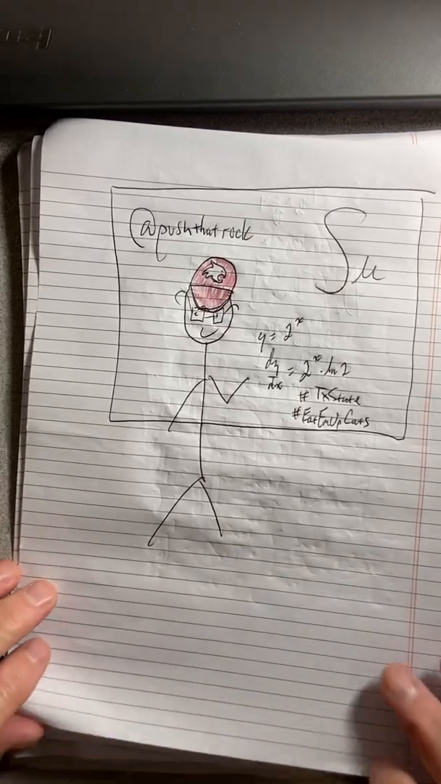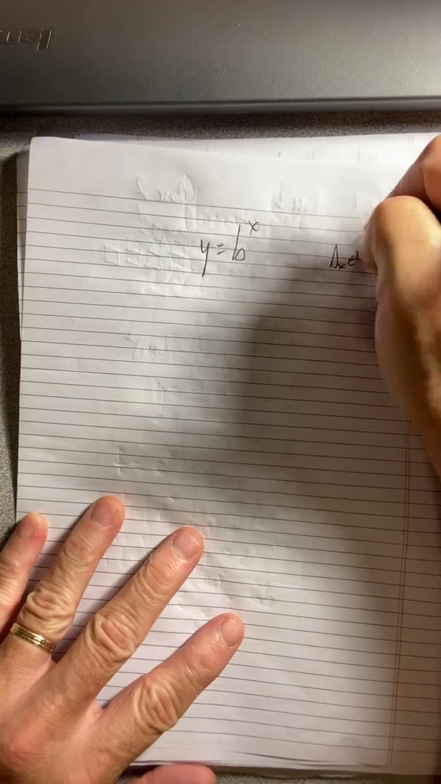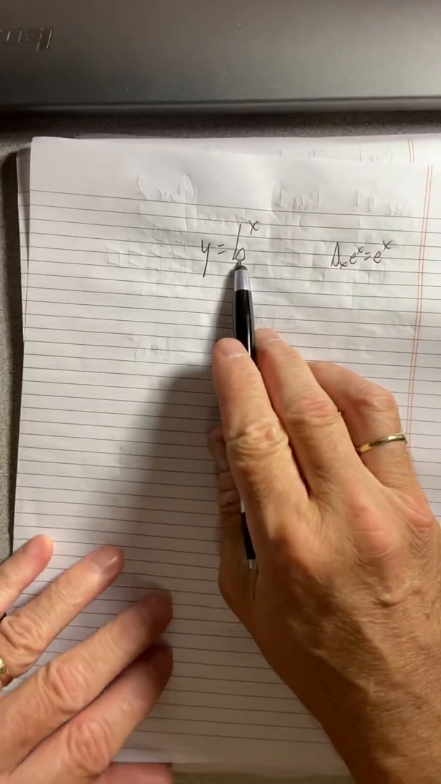Push that rock with some math. Let's talk about differentiating exponential functions. We already have the give birth to the mother rule that says if you take the derivative of e to the x, you just get e to the x. But what if it's not e as the base? Well, we're going to get the rule for when it's not e in this short video.